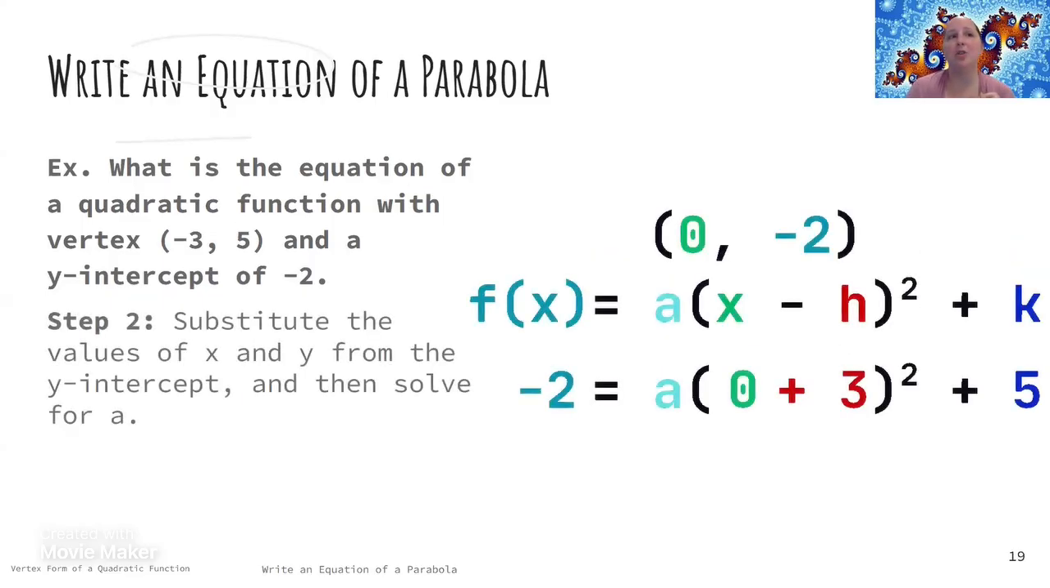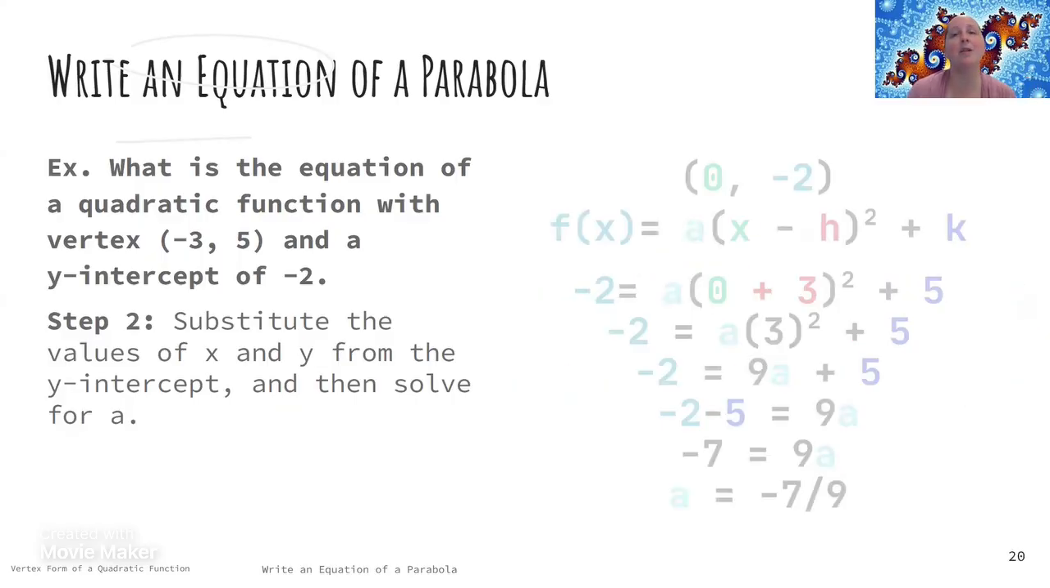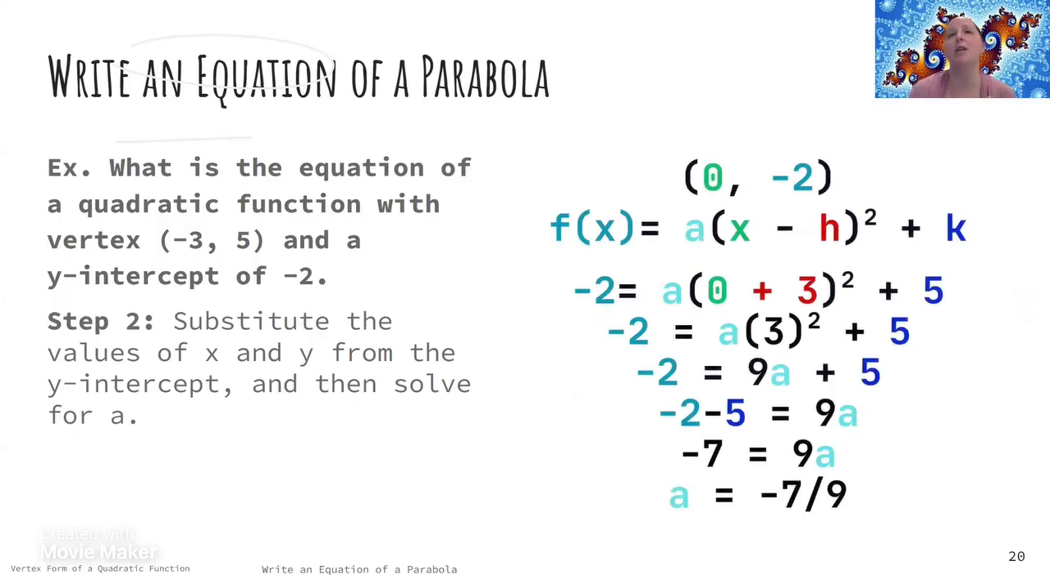Then I'm going to substitute the values of x and y from the y-intercept and then solve for a. So I was told the y-intercept is at -2, which means it's crossing the y-axis where x is 0. So that's where I get the 0, -2 from. So I substitute those values in for f of x and for x. And then I'm going to simplify this equation. So I substituted in my values for f of x, x, h, and k, and I'm solving for a.